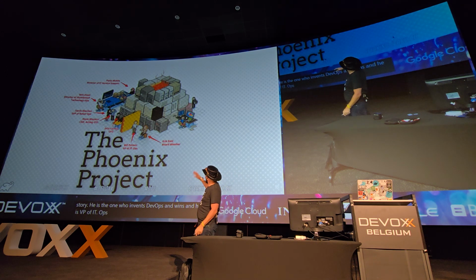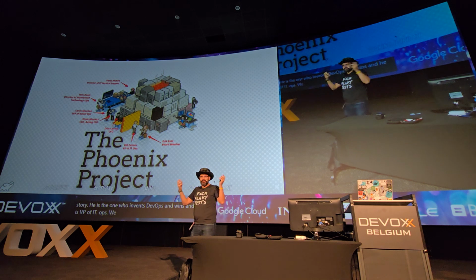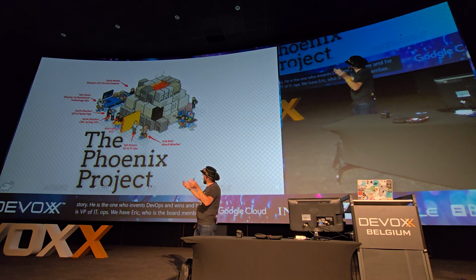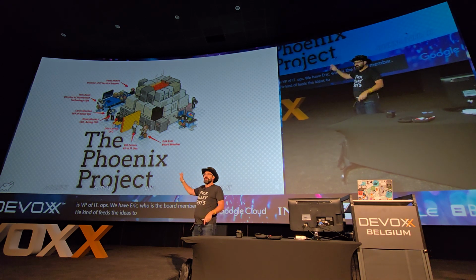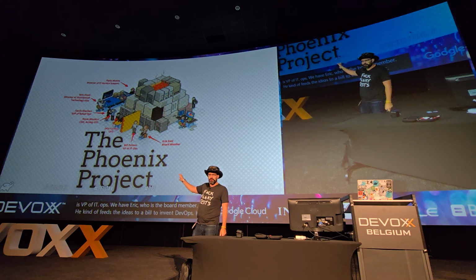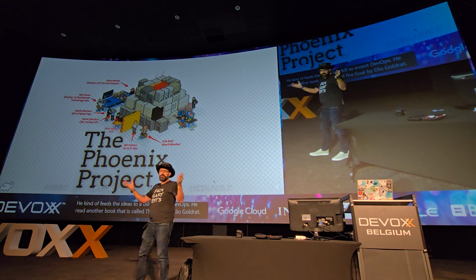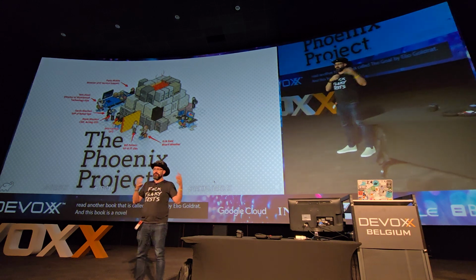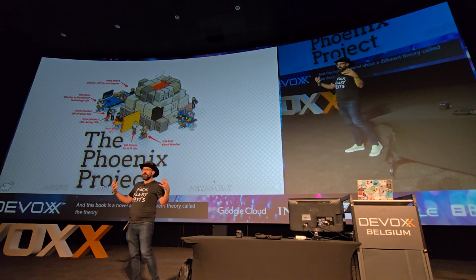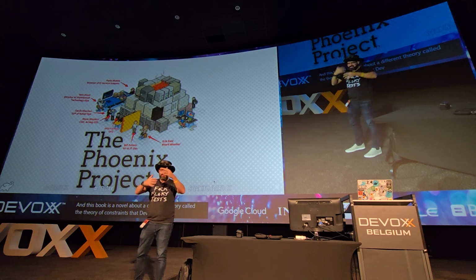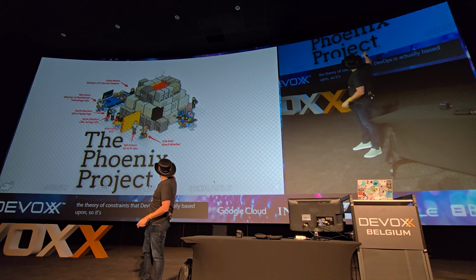We have Eric, who is the board member. He kind of feeds the ideas to invent DevOps. He read another book called The Goal by Eliyahu Goldratt. This book is a novel about a different theory, called the theory of constraints, that DevOps is actually based upon. So it's kind of meta, very fun.